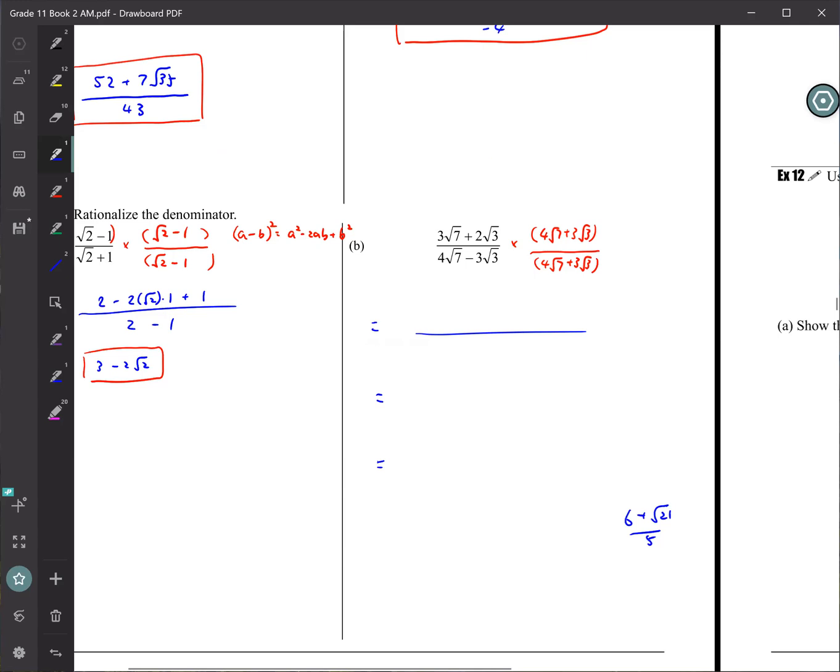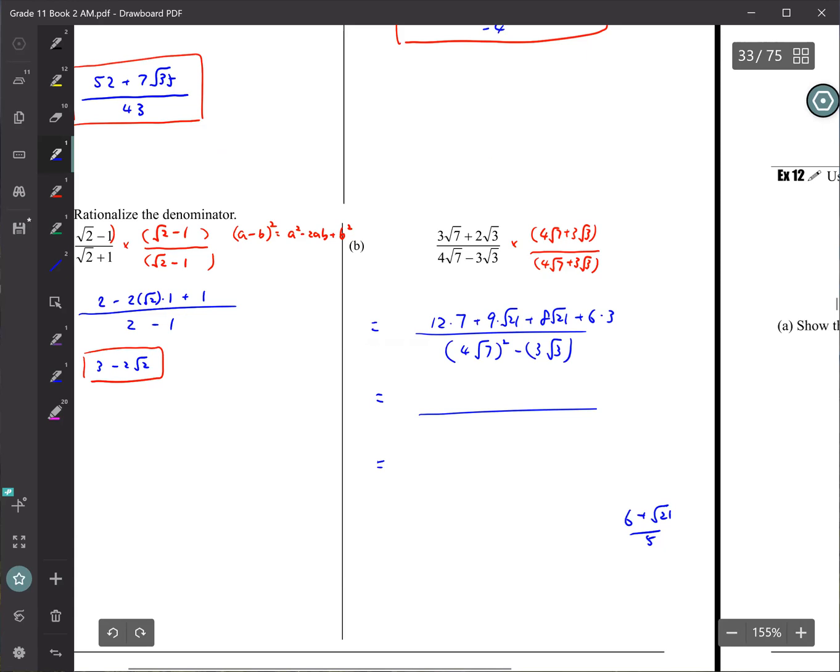4 root 7 squared minus 3 root 3 squared. Okay, square minus 3 root 3 squared. Okay, and then the numerator, Brennan? It's 12 times 7 plus 9 root 21 plus 8 root 21 plus 6 times 3. Plus 6 times 3, okay.